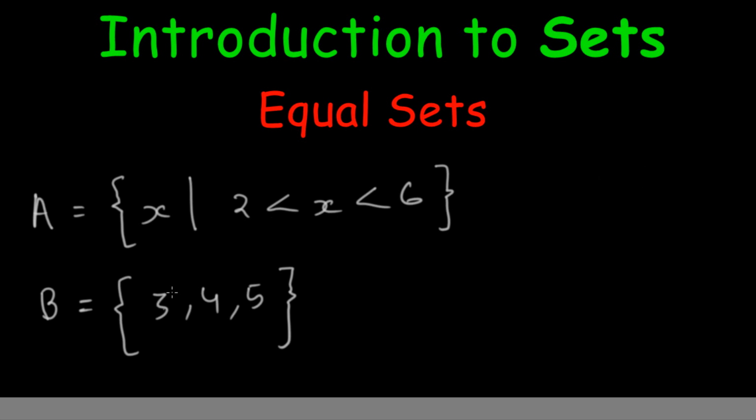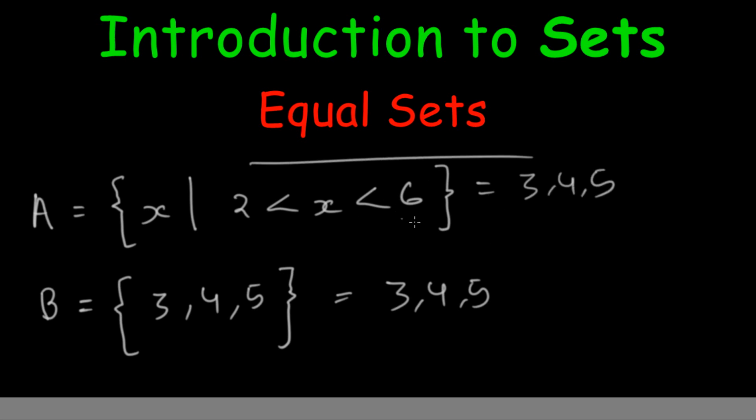Say we didn't know. If I say what are the elements of set B, you would say that's 3, 4, and 5. And if I asked you to evaluate the elements of set A, you would say that's also 3, 4, and 5. These two have the same thing. These are equal sets. So you can say A equals to B. Now, if their elements were not the same, then we would say A is not equals to B. Now that they're the same, we say A is equals to B, and this is how we note down equal sets.